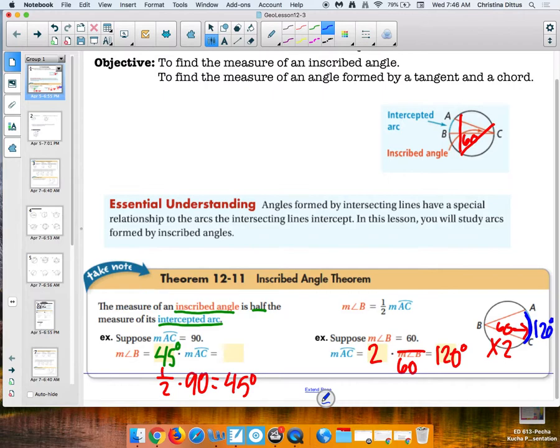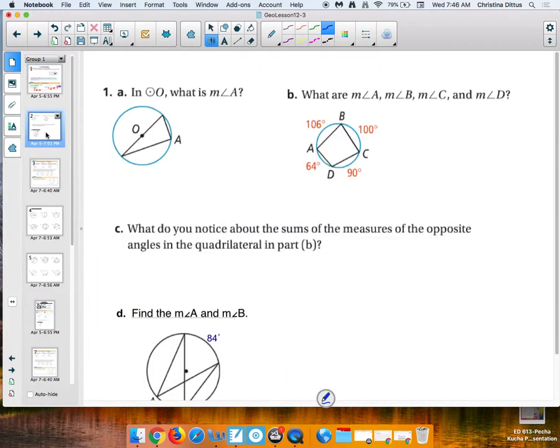Okay, we'll do some more examples. It says in circle O, what is the measure of angle A? Well, you have to look at what angle A makes up. So angle A goes from here to here. Well, you gotta look at the arc associated with it. So the arc goes from here to here. It's like wherever your angle leaves off on your circle, that's the arc that's associated with it.